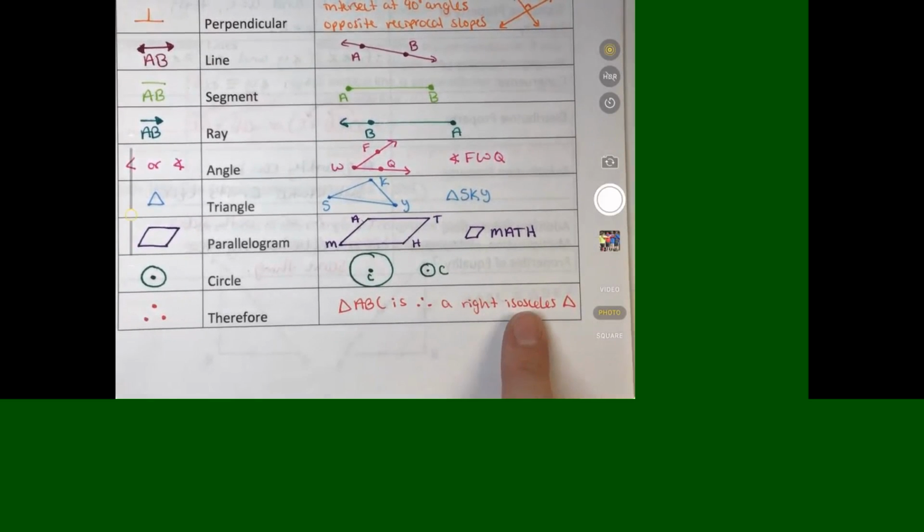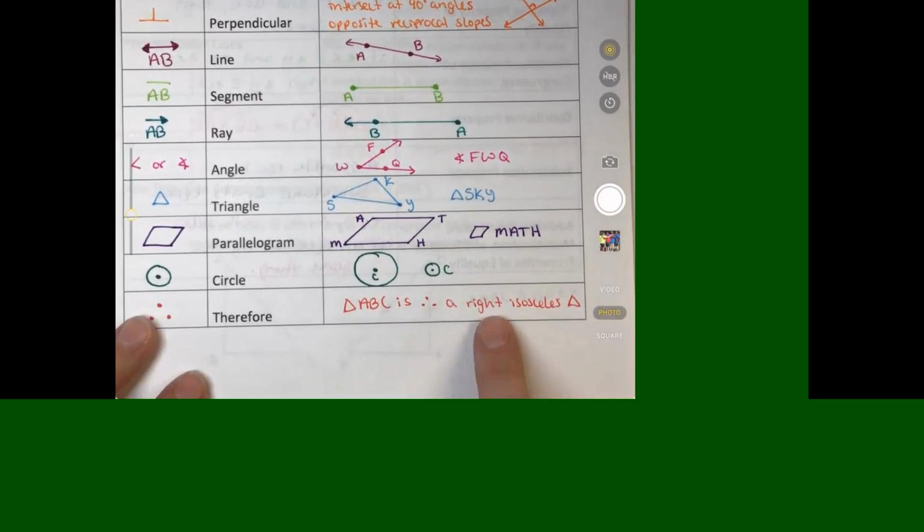Remember when we did the quadrilaterals and the figures in the coordinate plane, we had to justify how we knew it was a right isosceles triangle. We could have used the therefore symbol to say, all right, now that I've done all this work, therefore triangle ABC is a right isosceles triangle. That's kind of a cool symbol if you ever can use that in a real life situation.